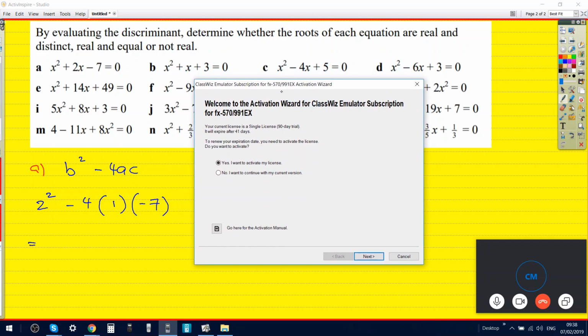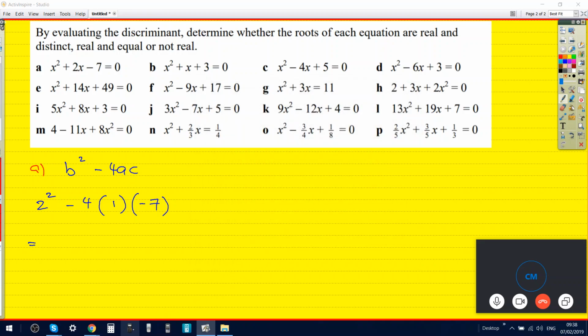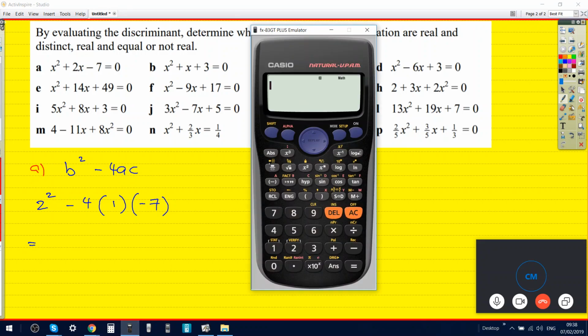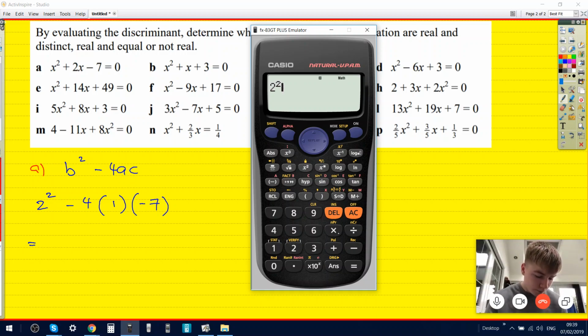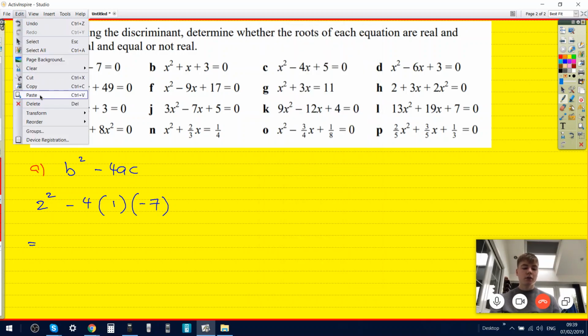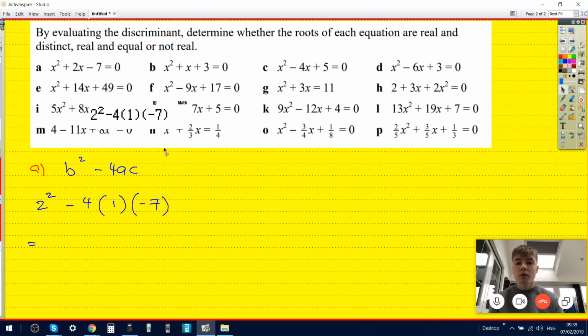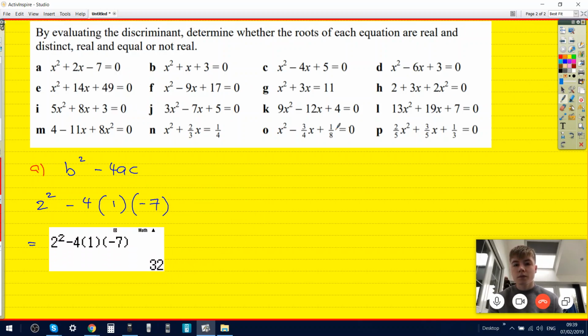The same one as before, fx-85GT. Okay. There we go. 32. So that's 32. And so what can you say about that one? Because it's bigger than 0, it's got 2 real roots. Yeah, that's it. So b squared minus 4ac is greater than 0, therefore 2 real roots.